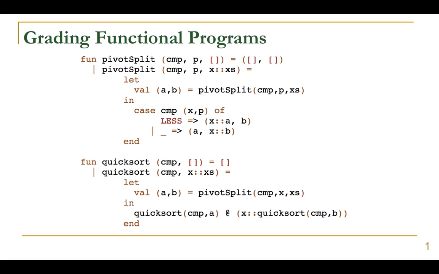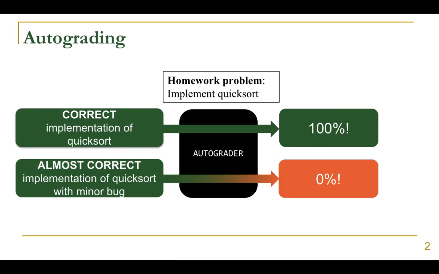Rather than grade every submission by hand, we can automate the process, testing each submission against hundreds of input-output pairings, and assign a grade based off of how many tests are passed. But there are several problems with autograding. The first is that autograders can't distinguish between major and minor mistakes.